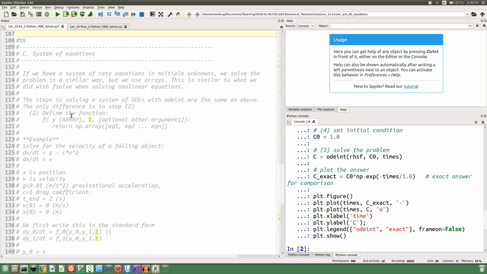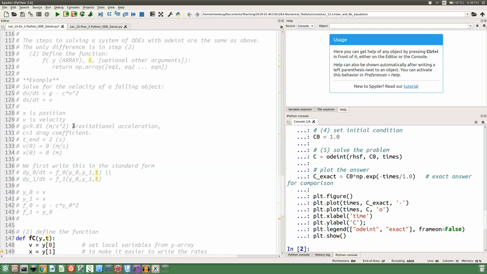We pass in just a single array that will hold the different values of y that we want to hold. So the only difference between solving a system of equations and solving a single equation is to make sure that we do this as an array.